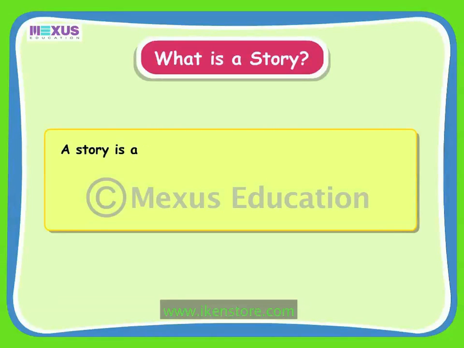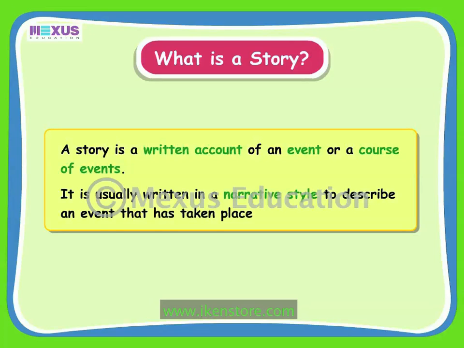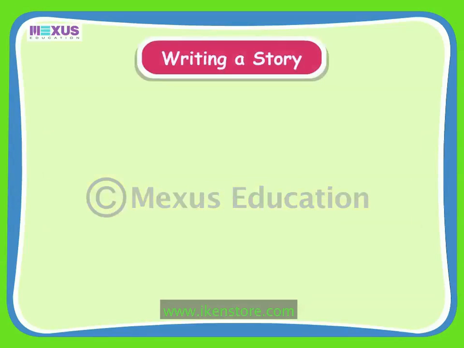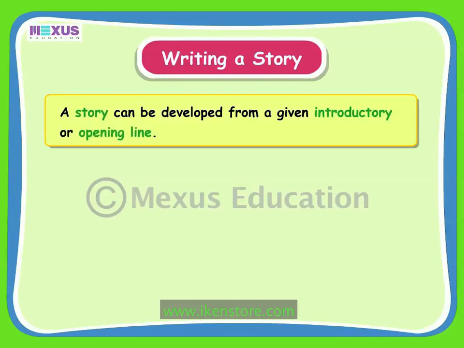A story is a written account of an event or a course of events. It is usually written in a narrative style to describe an event that has taken place in the past. A story can be developed from a given introductory or opening line.